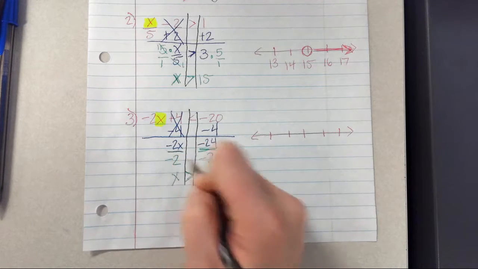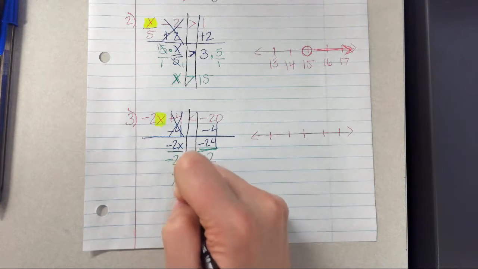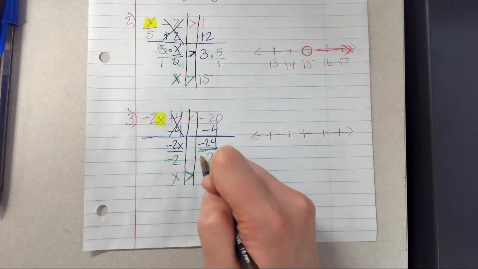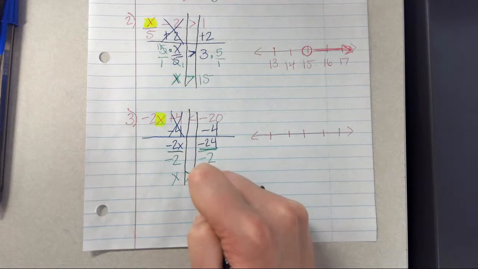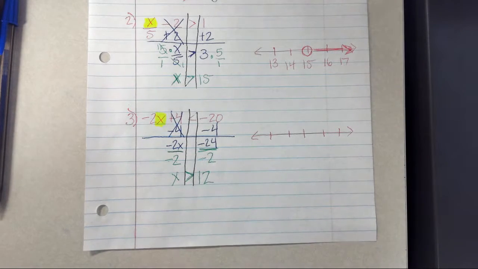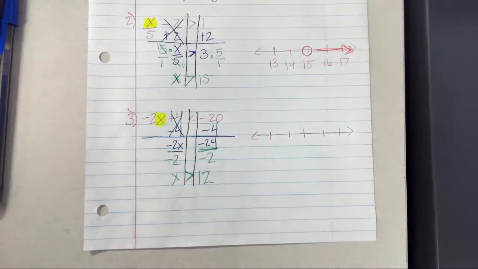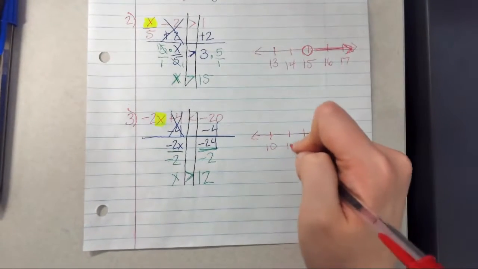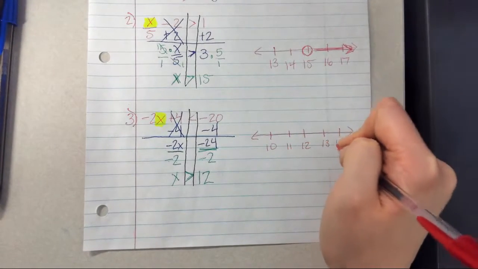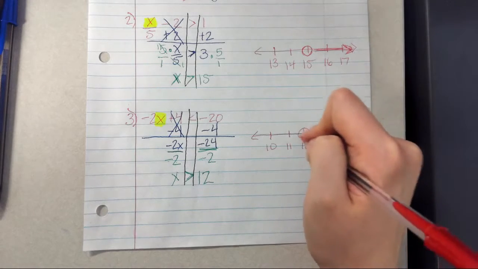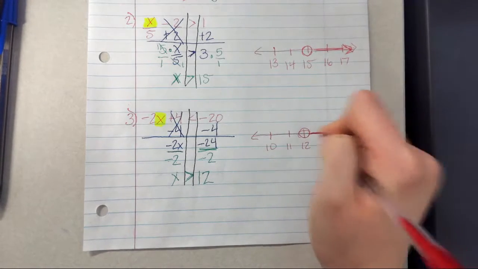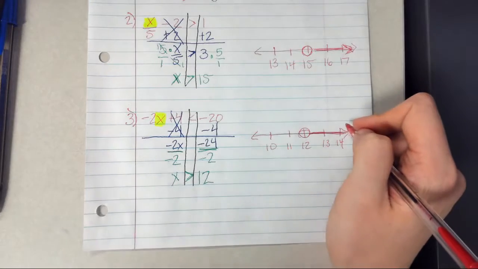This side would be x because negative 2 over negative 2 is just a 1x. Negative divided by a negative is a positive, and 24 divided by 2 is 12. So we would have 10, 11, 12, 13, 14. It would be open circle at 12, arrow to the right.